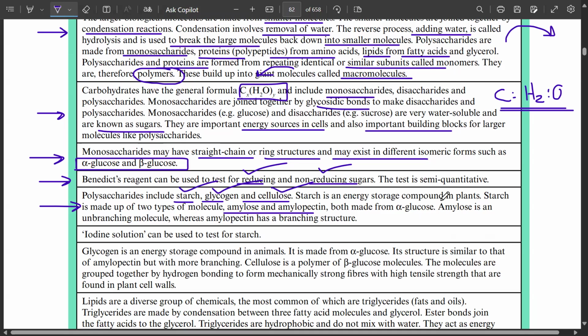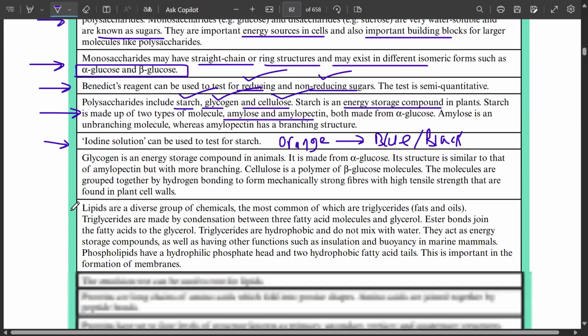Starch is also an energy storage compound in plants, and glycogen is the energy storage compound in animals, because both of them produce glucose. How? Plants make their glucose by photosynthesis. They store their glucose in the form of starch. We obtain glucose from plants and we store our glucose in the form of glycogen. Iodine solution is the one that is used to test for starch. Iodine solution has a color which is orange brown, and when you add it to starch, it will turn into blue-black. Blue-black color is a positive test that will prove that yes, starch is present over here.